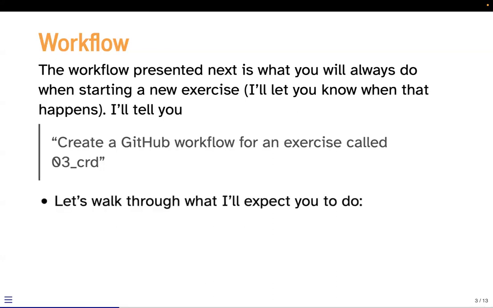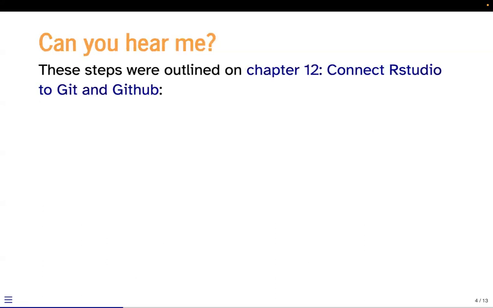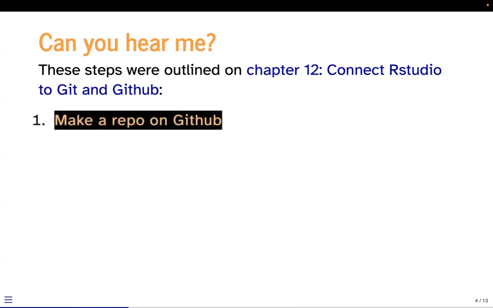Okay, so let's walk through what I will expect that you do when I tell you create a GitHub workflow for an exercise called 03_CRD. These steps were outlined in chapter 12. Of course, they were not outlined with the names that I'm giving you here. You did not create a 03 CRD yet, but I think it was giving an example of something of the sort. So it's the same steps, we're just giving different project names and folder names and so on. This is a link just in case you want to catch up with that later.